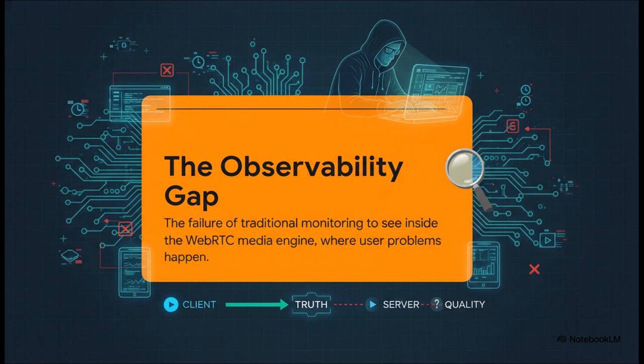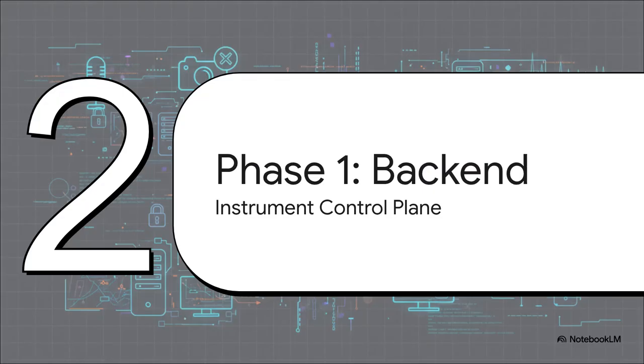You know, there's a name for this disconnect. It's called the observability gap. It's the total failure of our standard monitoring tools to see what's actually happening deep inside the WebRTC media engine, because that's where the real problems live. Packet loss, jitter, decode failures, and this shows a critical principle. The only real source of truth for media quality isn't your server, it's the client itself. So how do we fix this? How do we close that gap? We have to build our own telemetry.